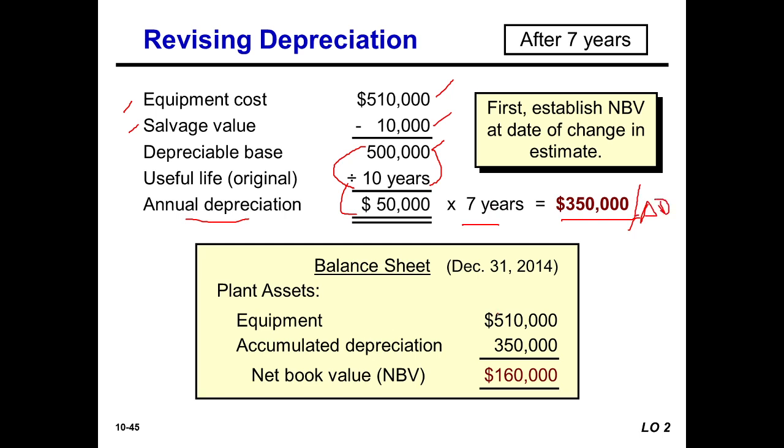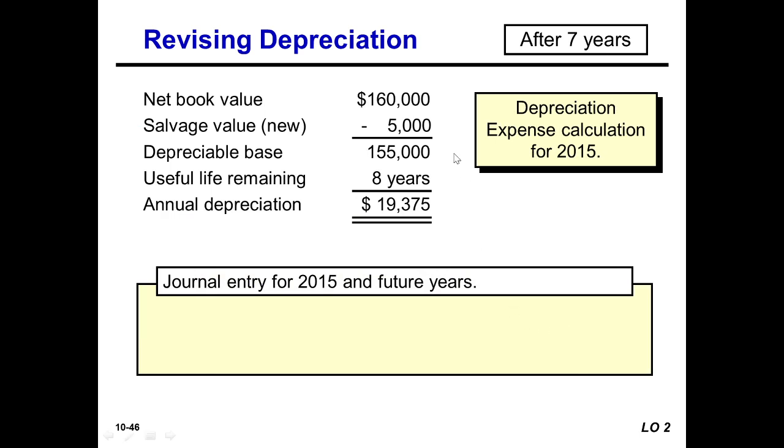In our balance sheet at 31st December 2014, very interesting: plant asset equipment $510,000 and accumulated depreciation $350,000. So net book value is now $160,000. This will run another 8 years, and after 8 years we will get the $5,000 salvage value according to the question. Now we calculate in our next slide. Please look here, net book value $160,000.